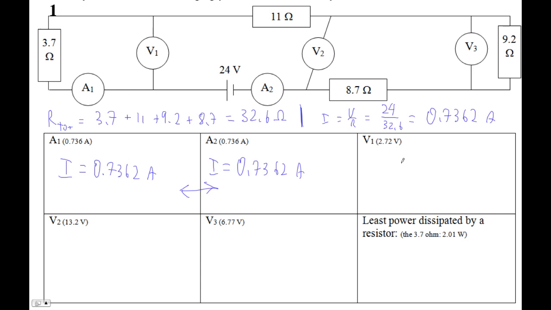All right, so here we go. And then these guys, the voltages are always IR. So V is IR, right? So V is equal to 0.7362, and this is V1. So let's find V1. V1 is here. Remember, you want to go from upstream to downstream. What resistance do we encounter? It's 3.7, right? So I'm going to take that and go times 3.7. And that's 2.724.